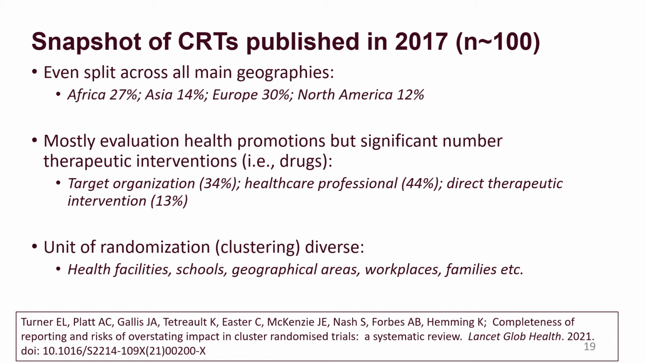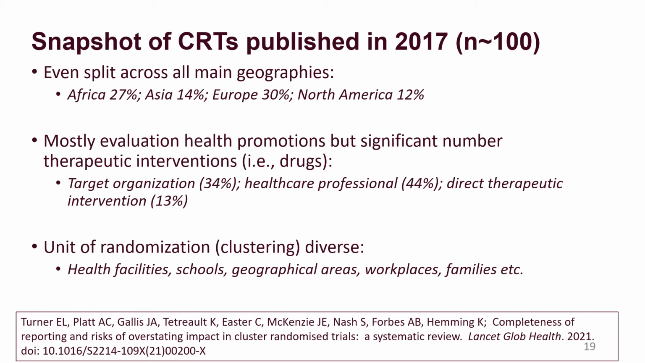And in a snapshot of cluster randomized trials published in 2017, this was a random sample of 100 cluster trials published in PubMed. It was identified that they were evenly split across most geographies. So about a third were conducted in Africa, about 10% in Asia, Europe accounted for about 30%, and North America about 10%. Most of these cluster randomized trials evaluated health promotion type of interventions, but a non-insignificant number also evaluated therapeutic interventions, so drug interventions, pharmacological interventions.